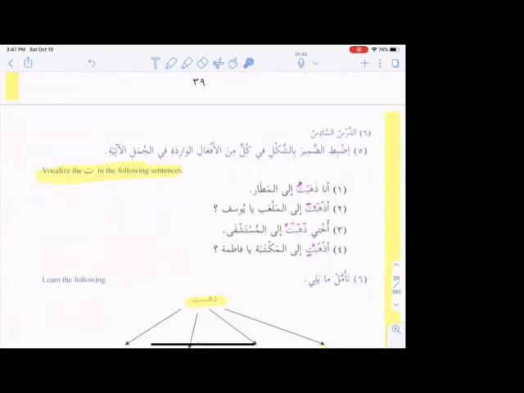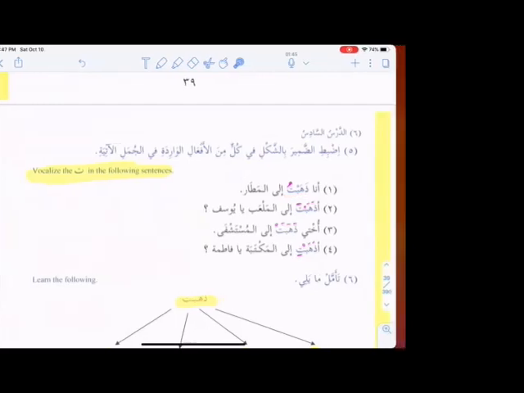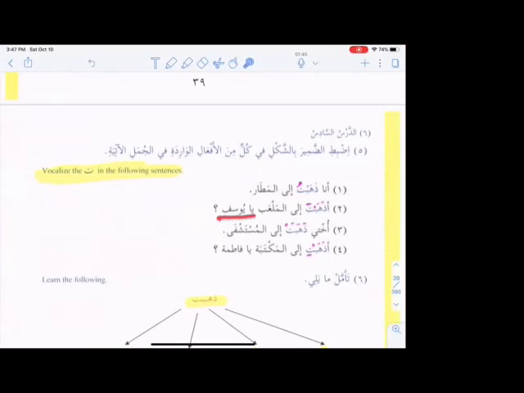Ana, when you say ana, it has to be zahabtu. Ana zahabtu ila al-matar, to the airport. Zahabta ila al-malabi ya Yusuf, you are asking Yusuf. So it has to be zahabta ila al-malabi, playground. Ukhti zahabat ila al-mustashfa. So here there are only zahab verb.